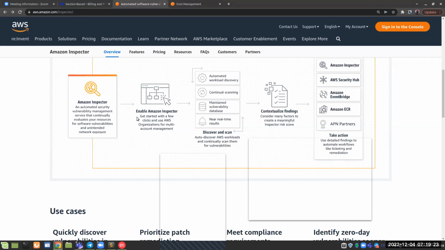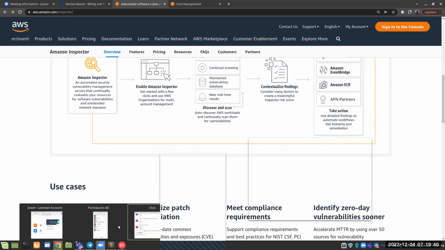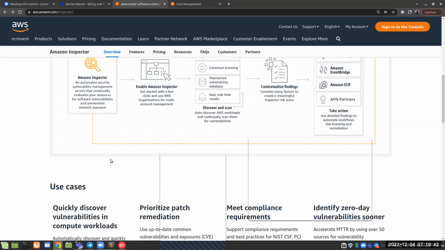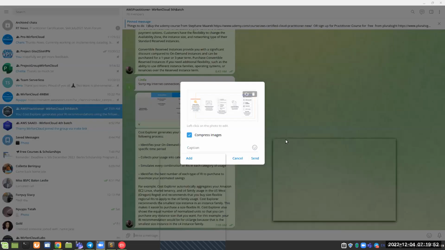So it will still inspect your workloads, but it will be looking for vulnerabilities. So think of Inspector like when you install an antivirus on your computer, right? It's scanning for vulnerabilities. So when you think of Inspector, think of something similar to an antivirus software that you have on your computers.